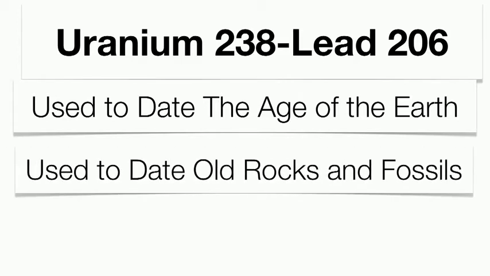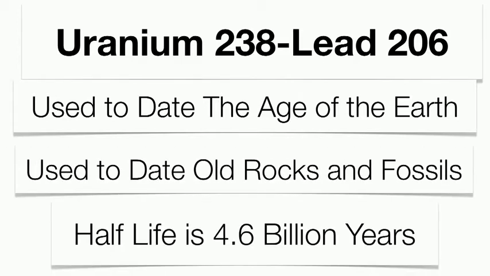You also have uranium-238, which changes into lead-206. That's used to date the age of the Earth because the half-life of uranium-238 is about 4.5 billion years, which is identical to what we believe is the age of the Earth. So uranium-238 would be very good for dating the age of the planet.